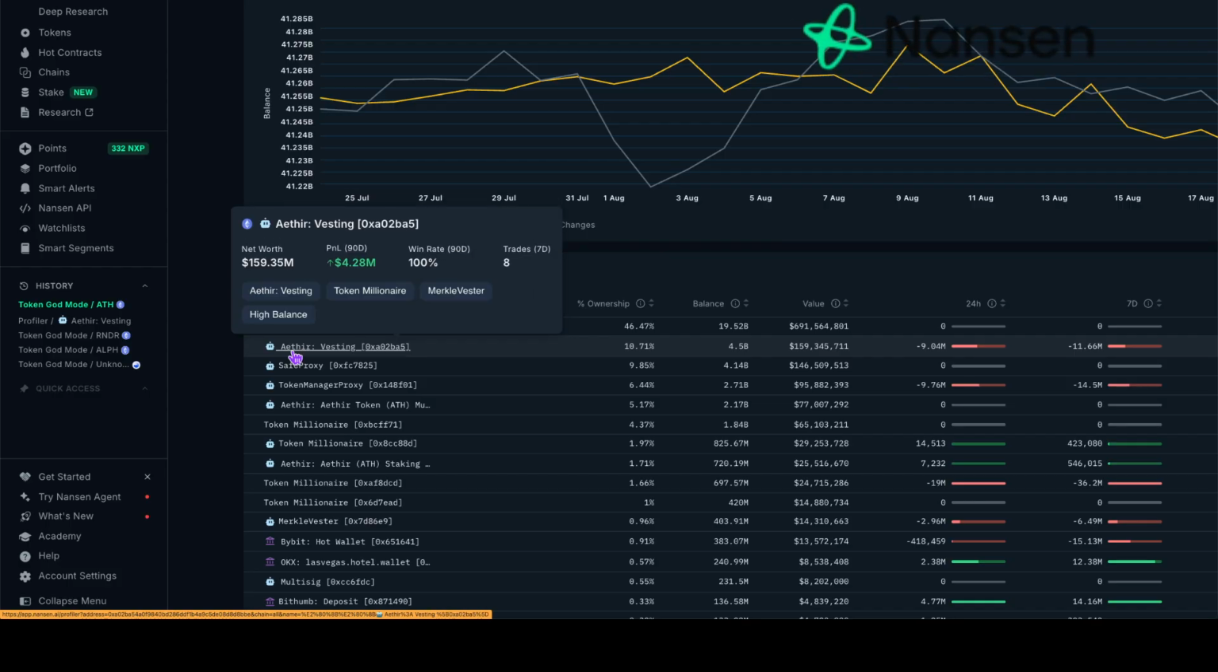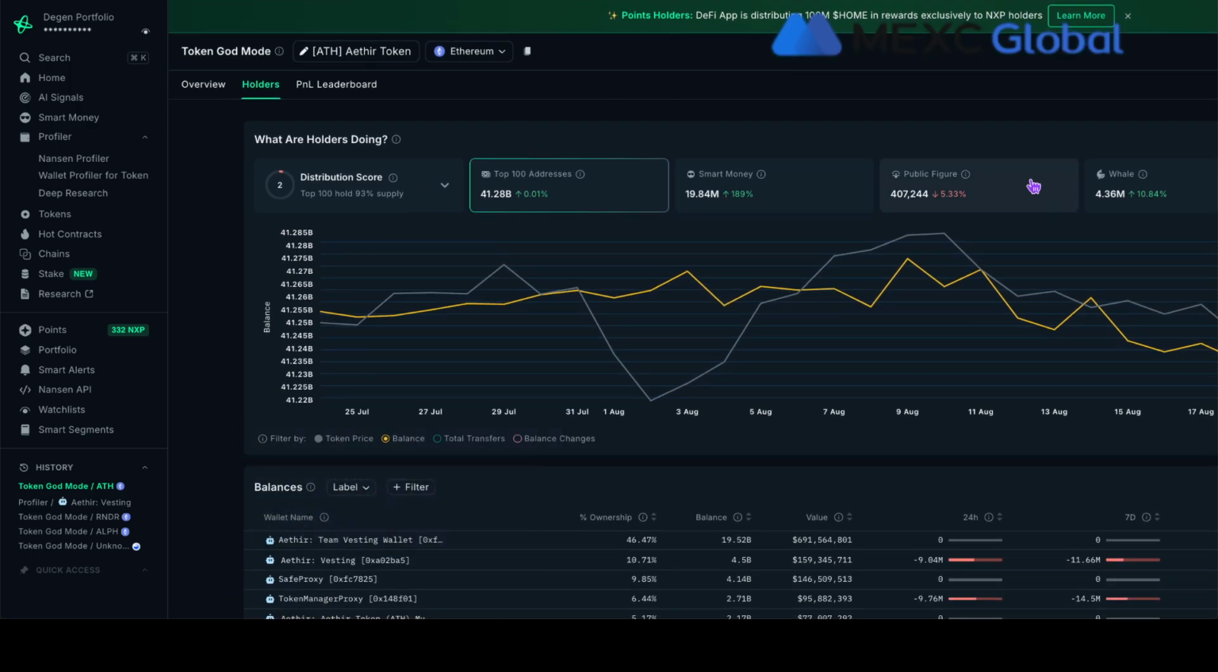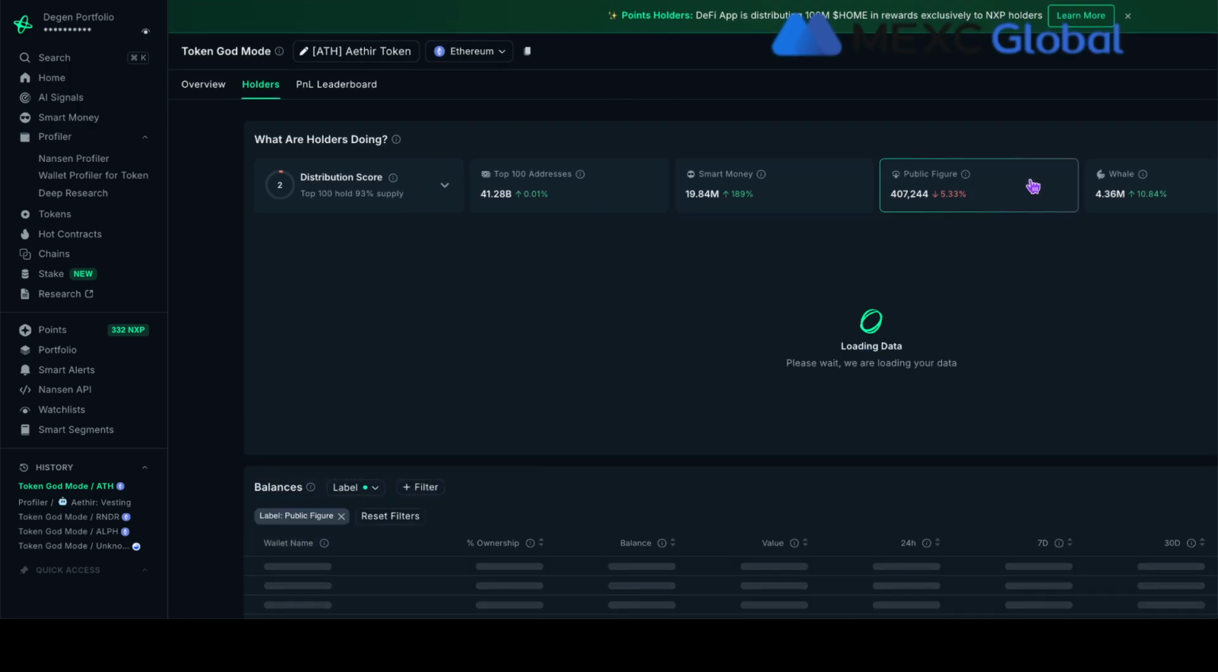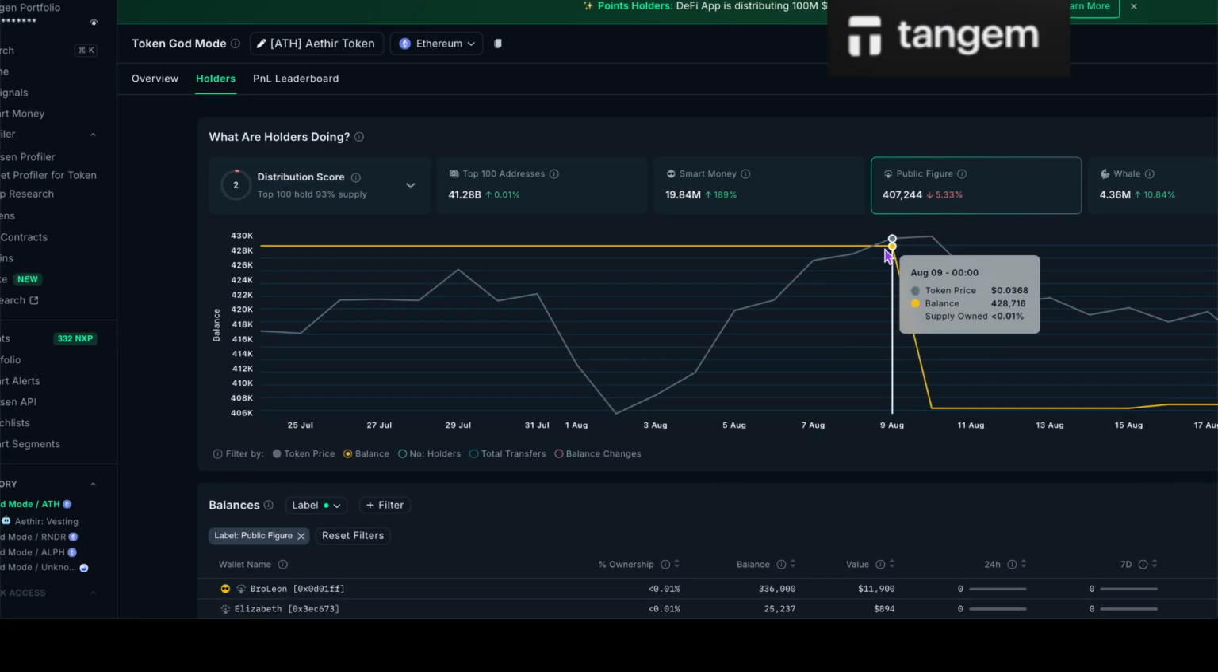You're seeing the vesting P&L is up $4.28 million in the last 90 days. No one's making money from this, but yet the vesting P&L is over $4.28 million. The checker nodes are spitting out tokens, and this is why they've had a big push from public figures. The public figures, i.e. your favorite influencers, have all been dumping heavily as of the 9th of August.